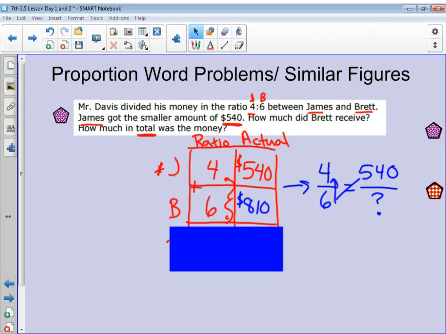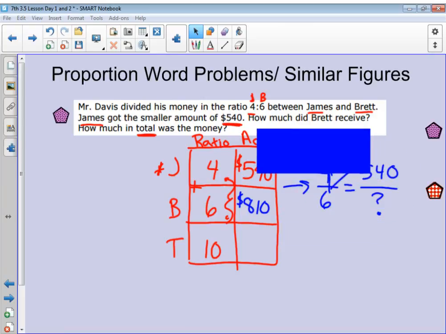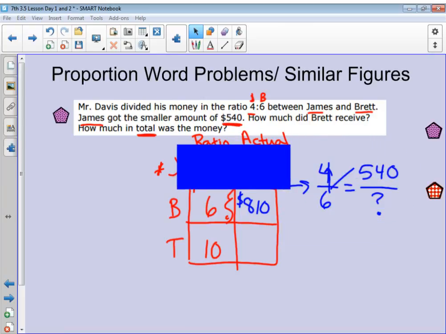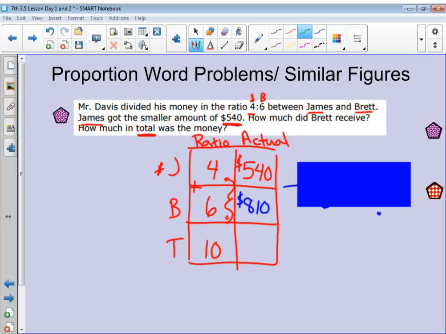Okay, so to solve for the last part, there's more than one method. We could set it up as another ratio of 6 over 10 is equal to 810 over blank. Or we can add together our 2 numbers. It's whatever you're more comfortable with. Since I already have the 810 on my calculator, I'm just going to add the 540 that James had, and that gives me $1,350. By solving each of those, I have answered both questions. Brett received $810, and the total amount of money received between the two of them was $1,350.